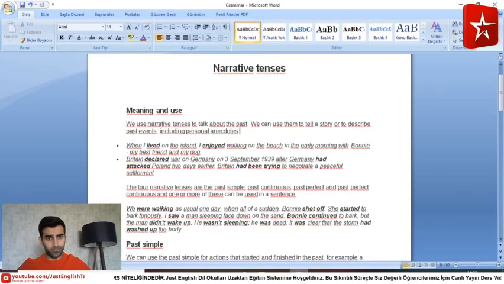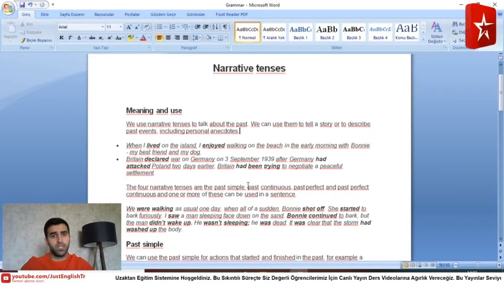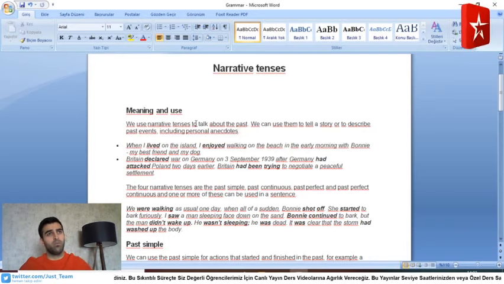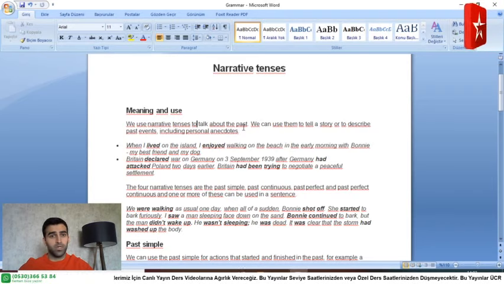Narrative tenses are the tenses that we use when we are talking about the past. Okay, if we use the narrative tenses, we don't have to use any tenses related to the present, for example present simple, present continuous, present perfect. Okay, please don't use that. We use narrative tenses to talk about the past, and we can use them to tell a story, to describe past events, including personal anecdotes.